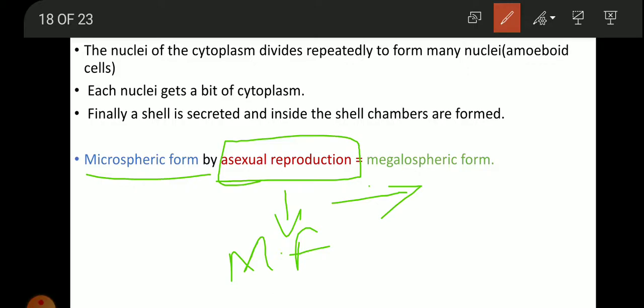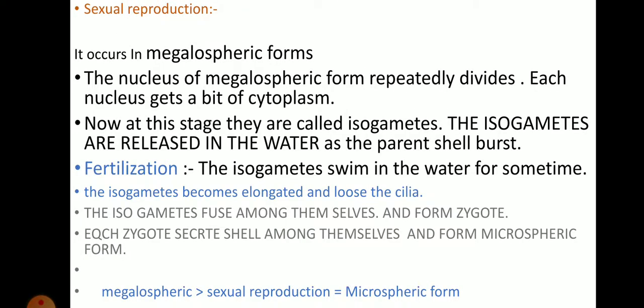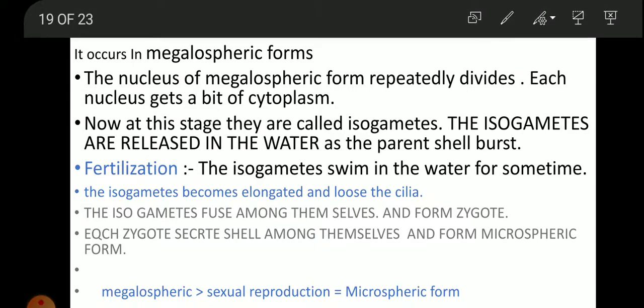Did you understand? Sexual reproduction is seen in the megalosporic form, the second form. The nuclei of the megalosporic form repeatedly divide, each nucleus gets a bit of cytoplasm, and now at this stage they are called isogametes.